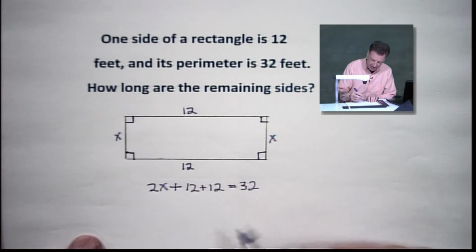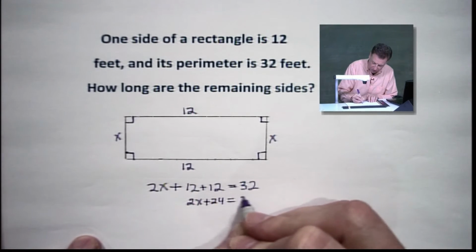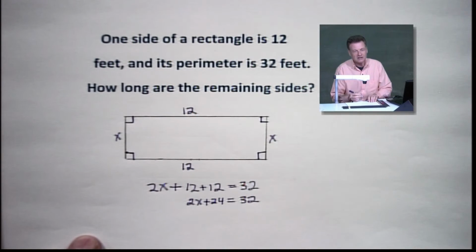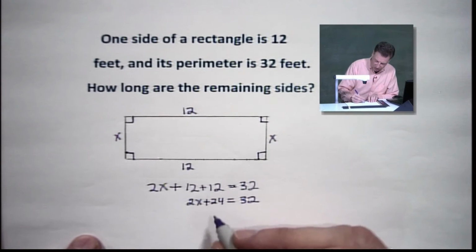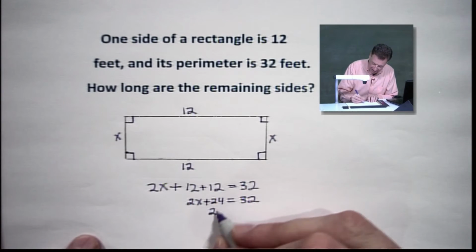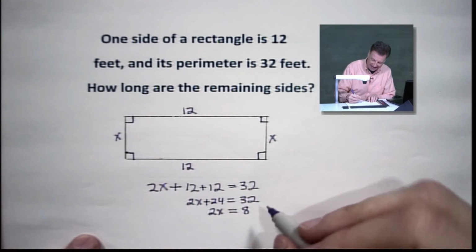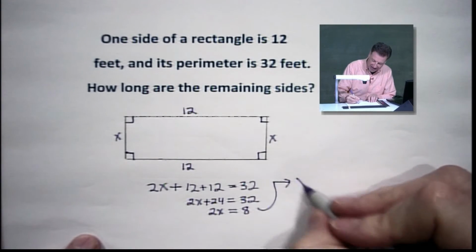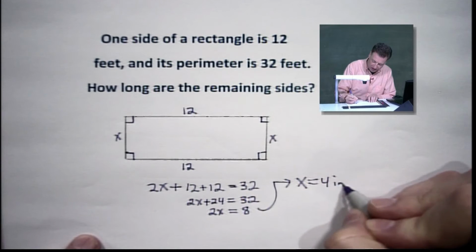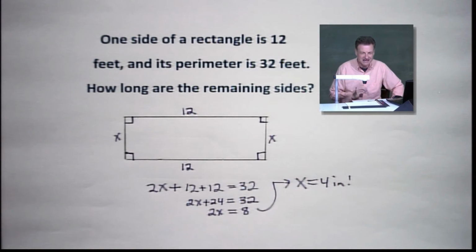All right, so let's see what happens. That's going to give us 2x plus 24 to equal that 32. Uh-oh, look at that. We're going to subtract 24 from both sides. That's going to give me 2x equaling 8. Are you in for it or not here? X equals 4 inches. Yeah, I'm putting a little exclamation point there because this is getting exciting, all right?